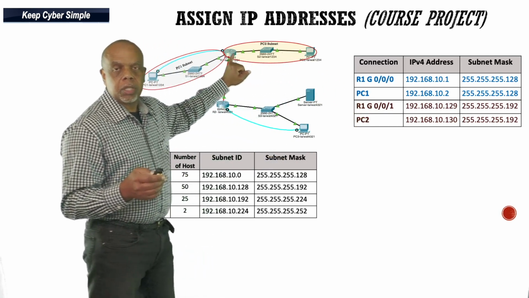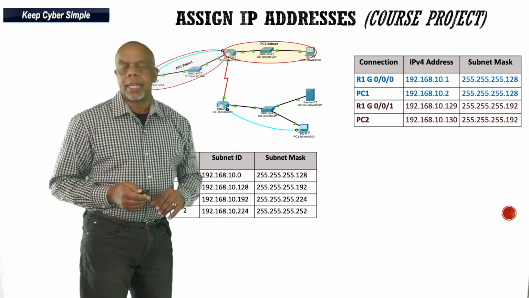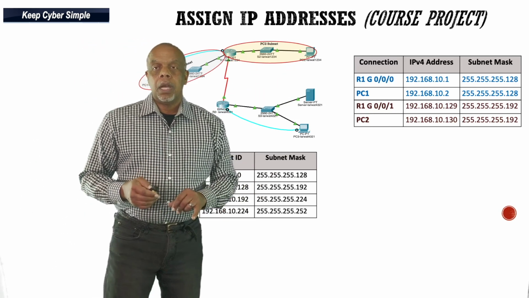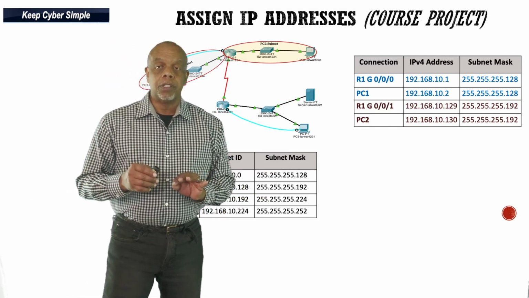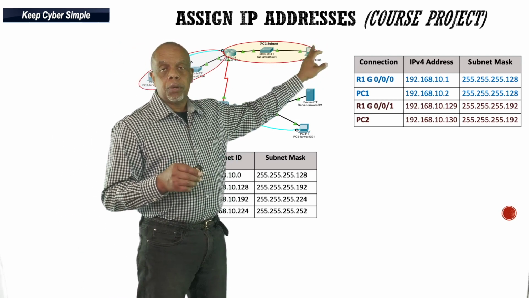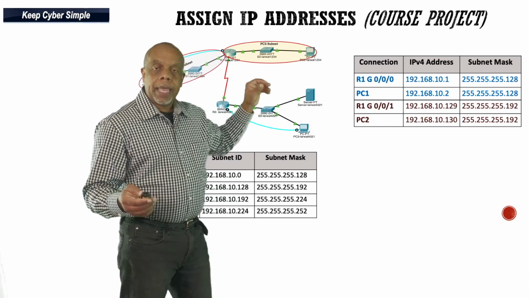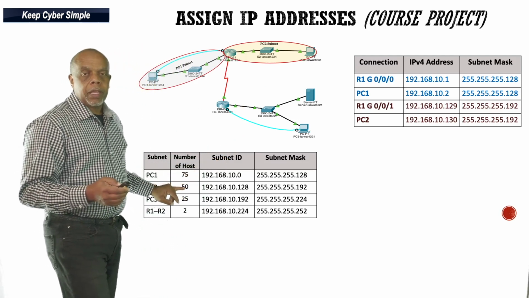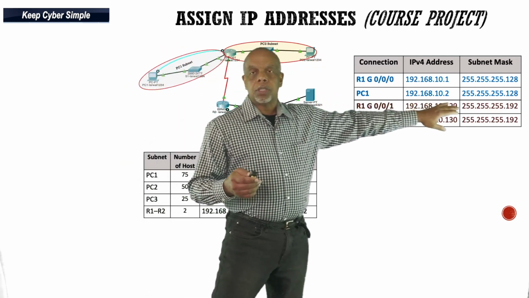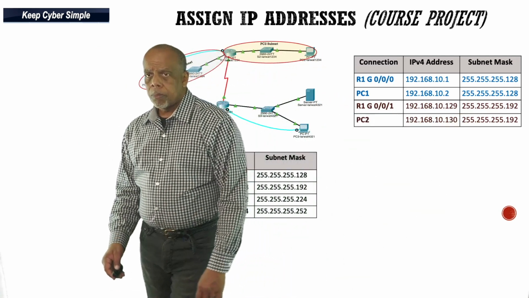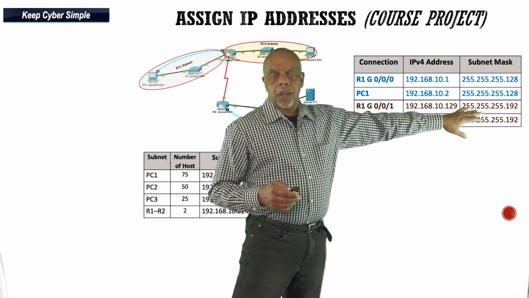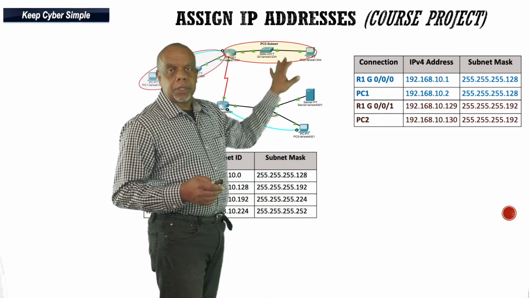So this interface will get the IP address of 192.168.10.129 with the subnet mask of 255.255.255.192. This actual computer will get the next IP address, and I would continue to assign the rest of the 50, or the 49, with these IP addresses, and they would all then have the same subnet mask of 255.255.255.192. So that's how I would assign that.